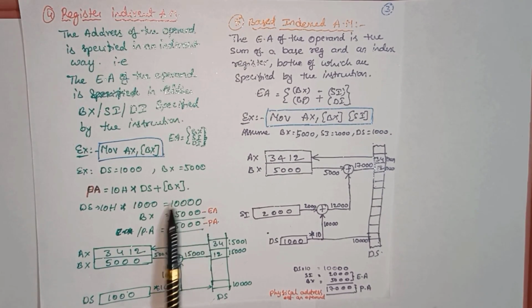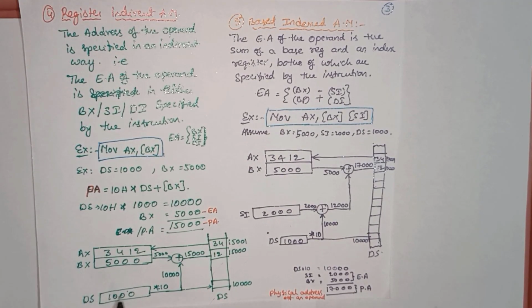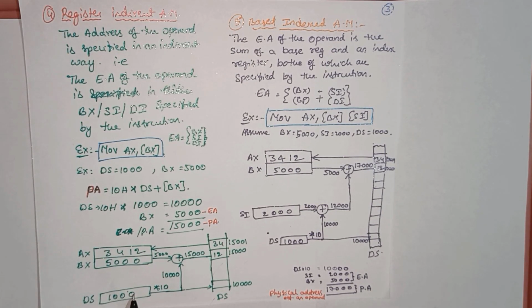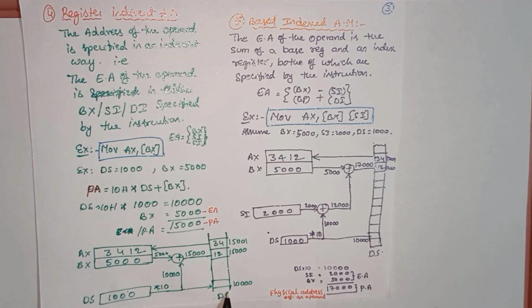Let us see diagrammatically. Here these are the registers, all are 16-bit registers. That's why 4 digits, nothing but 16 bits. 16 bits can be represented in terms of 4 digits in hexa form. So DS is 1000. To generate the physical address, 10 will be multiplied to the content of DS, that means the base address, the starting address of the data segment.